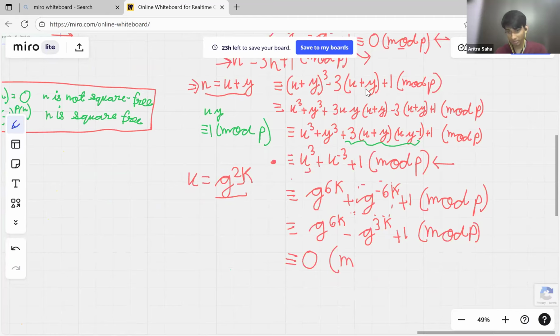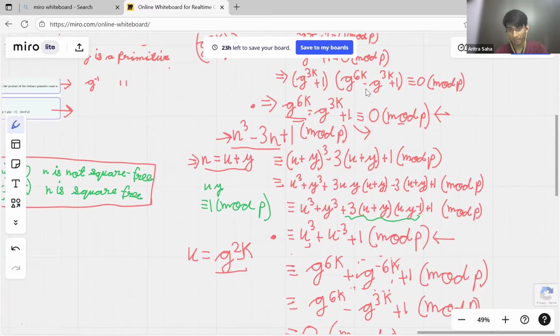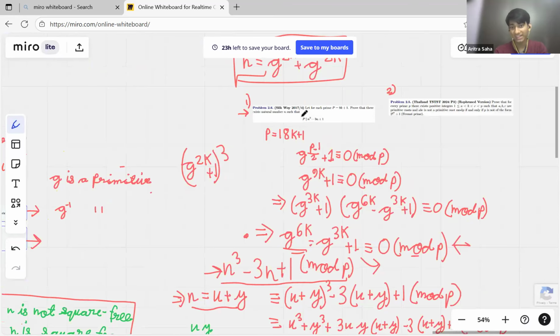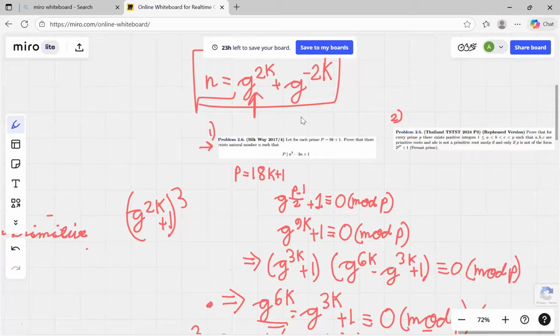And because this thing is 0 mod p, the n cubed plus 3n plus 1 is 0 mod p. And this is what we needed, that there exists some n. And the n is this, g to the power 2k plus g to the power minus 2k. Makes sense? Makes sense. Sure.